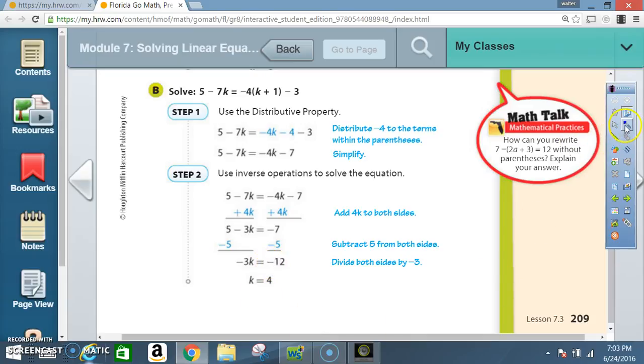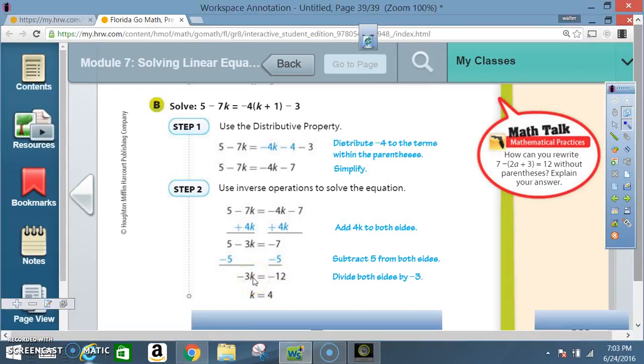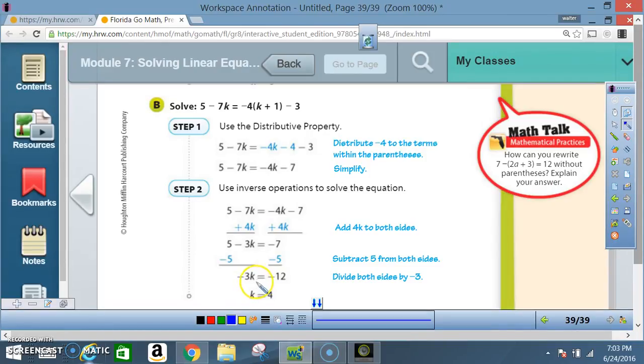So now you're going to divide both sides by a negative 3. Why is that? Because this is a negative 3 times k. So what's the opposite of multiplication? Division. So you divide both sides by a negative 3. A negative 3 divided by a negative 3 is just a positive 1, so you're left with just 1k. Once again, the 1 doesn't have to be written. Now what's a negative 12 divided by a negative 3? That's going to be a positive 4. So k is equal to 4. That's going to be our final answer.